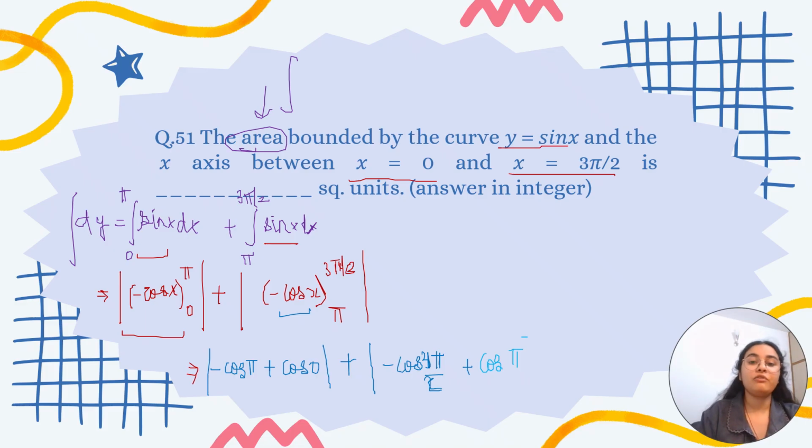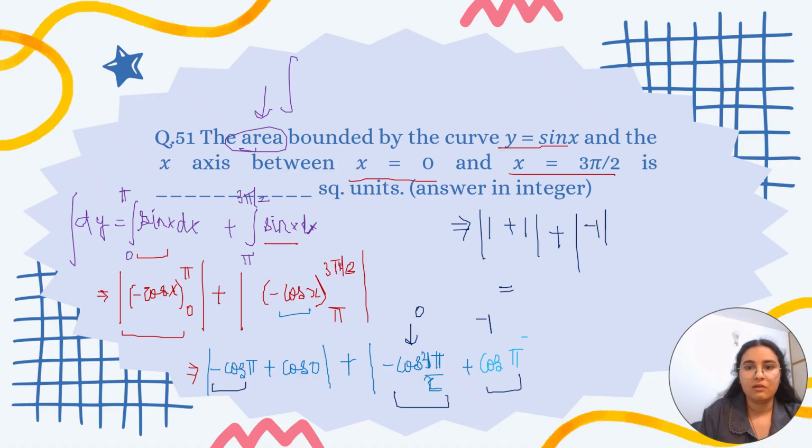So what's the value of cos 180 degrees? Cos 180 degrees is minus 1. So already one minus is there, so it will be plus 1, plus cos 0 is also 1. So this is under the mod, plus this one. This is cos 270, this is 0. Cos pi is minus 1, so here it will be minus 1. 1 plus 1 is 2, plus this is under the mod, so it will be 1. So the overall answer will be 3. 3 square units is the area between this curve and the x-axis.